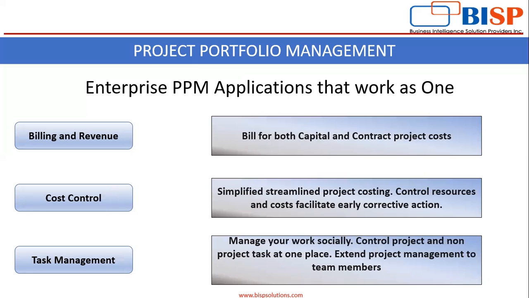Next is billing and revenue. It manages the bill for both capital and contract project cost. Cost control helps in controlling the cost that you incur. It simplifies and streamlines project costing, controls resources and cost, and facilitates early corrective action. The next is task management. It manages your work socially. Control project and non-project tasks in one place. It extends project management to team members, so all the team members are aware of what's going on in the project.